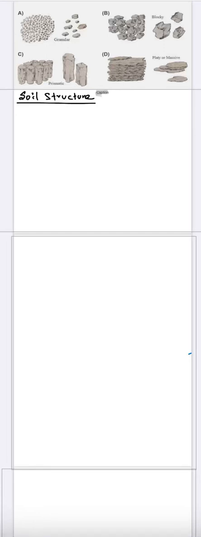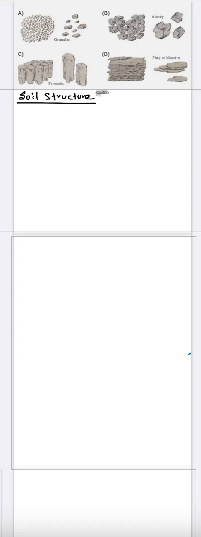So today we are going to study about the soil structure. In the last class we have already covered the soil texture, where we found that soil texture means the proportion of sand, silt and clay particles. But here we have to go for soil structure.